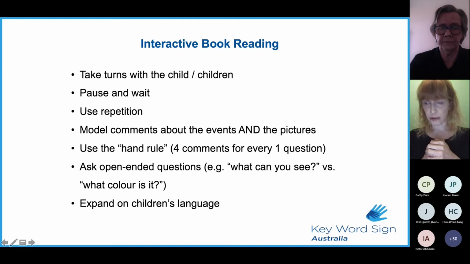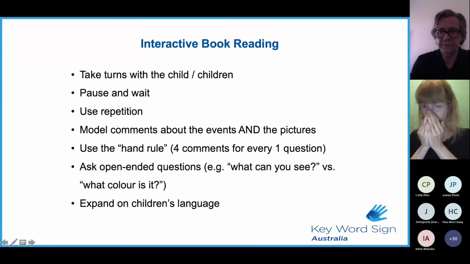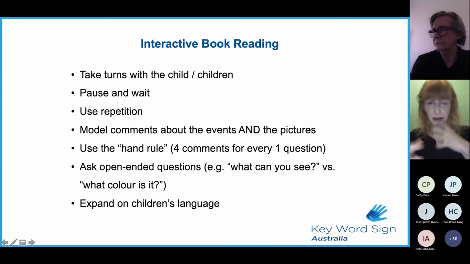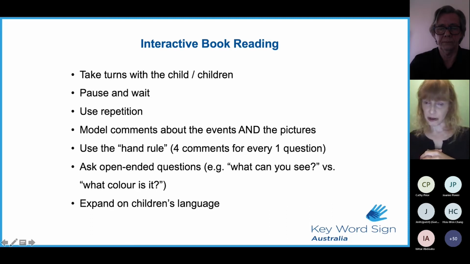So our goal with using an interactive method around a book is to spark an interaction. We're not just requiring a child to be a passive recipient of the story. We're looking to build their language. We're just using a book as the context or the object around which we're doing that. So we want to open up a dialogue with a child as much as possible, rather than just reading a story to them. And to do that, we need to use some strategies to keep a child engaged with the book.